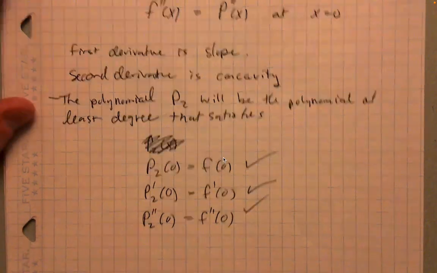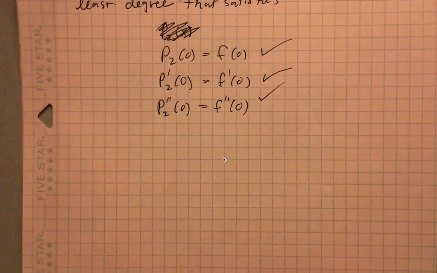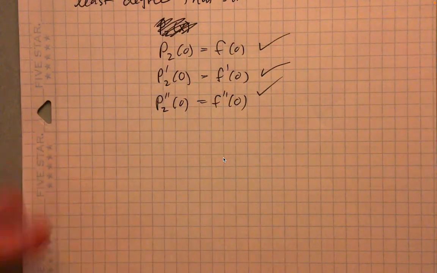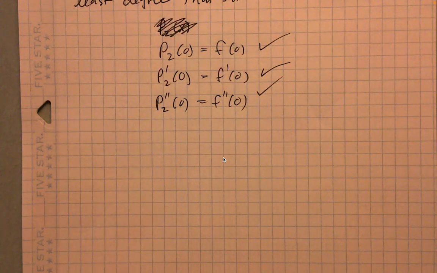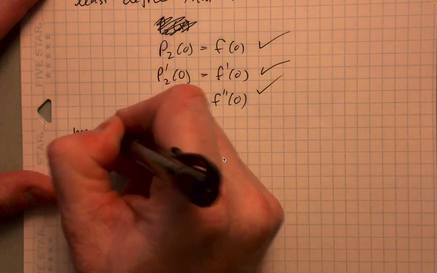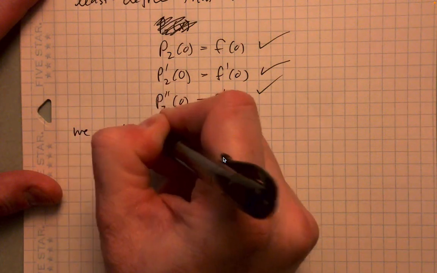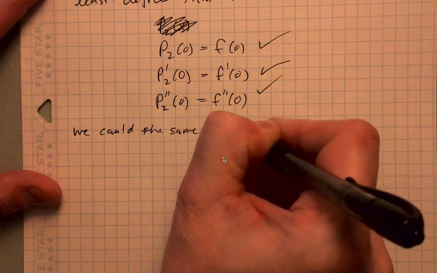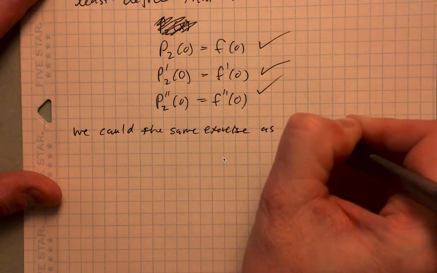Now, we could go through this exercise. We could expand our P1 to a P2 candidate in the same manner as we found P1, right? So we just have to introduce the additional constraint that the second derivatives be equal, right? And so we could do that, and so we could perform the same exercise as above.